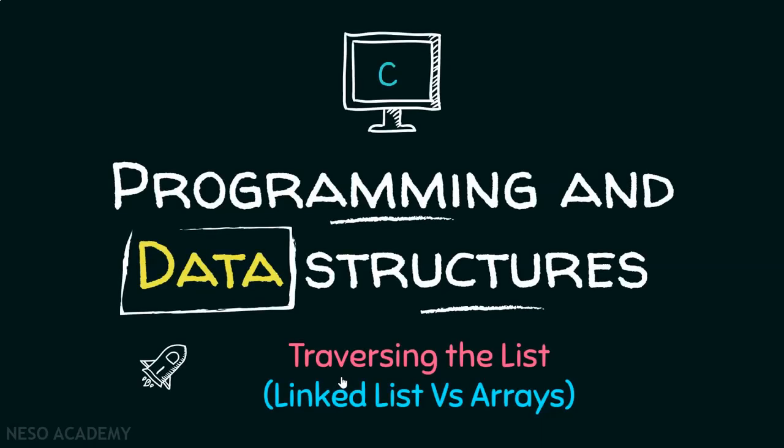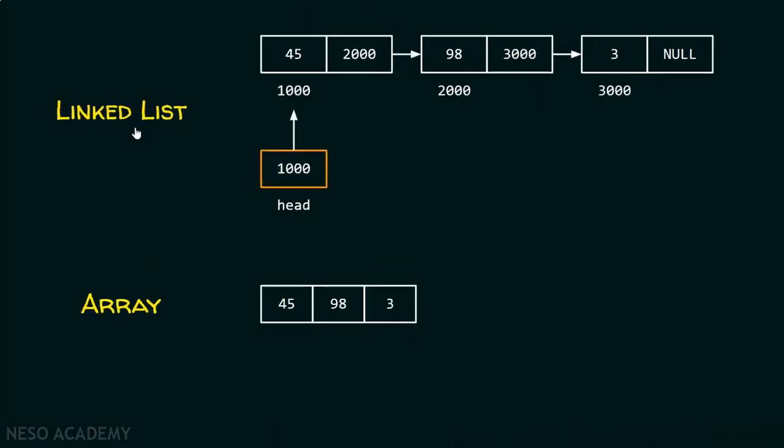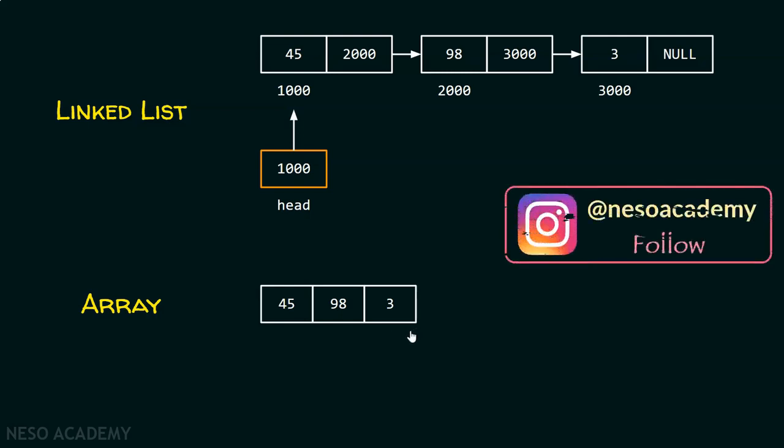In this presentation, we will compare two different data structures, linked list and arrays. Actually, we will compare their time complexities in terms of traversing the list. So let's get started. Here you can see I'm considering the linked list data structure and the array data structure. Both of them contain the same data, right? We need to compare their time complexities.